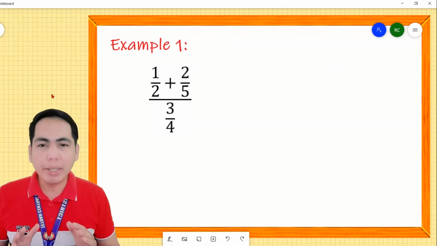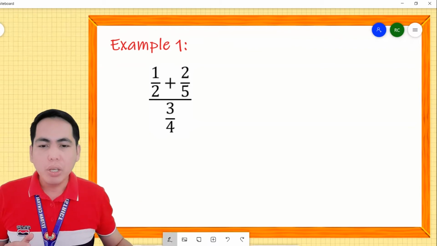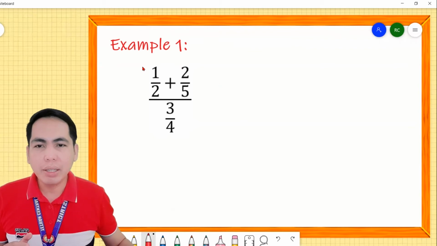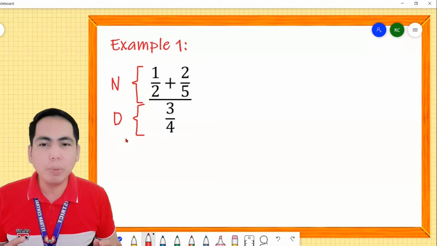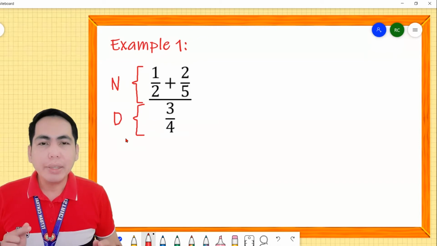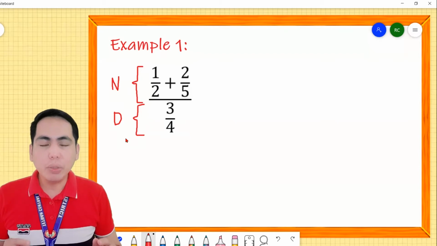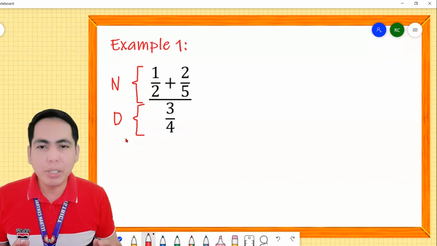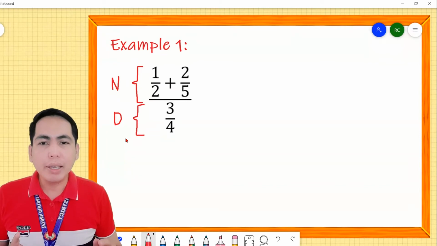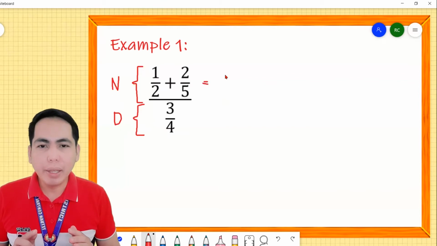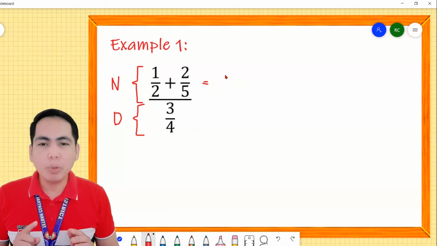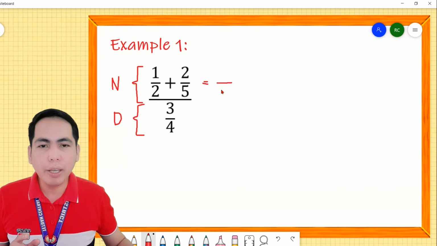So first is for us to identify which is our numerator and which is our denominator. So looking at our fraction, we can say that this is our numerator while this is our denominator. In other words, the sum of 1/2 and 2/5 will be our numerator and the 3/4 is our denominator. So what we can do now is to find the sum first of 1/2 and 2/5 for us to identify our numerator. And in adding dissimilar fractions, we have to identify first the LCM of 2 and 5, and the LCM of 2 and 5 is 10.